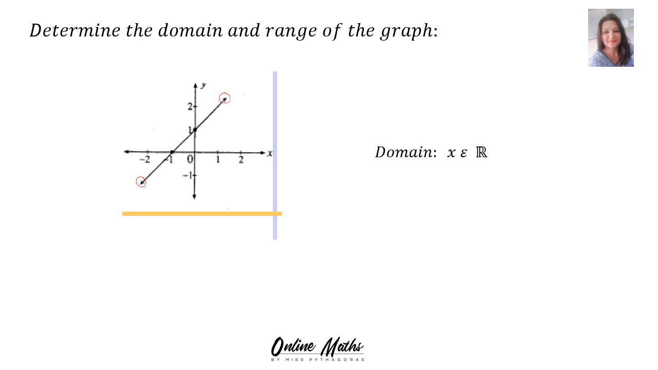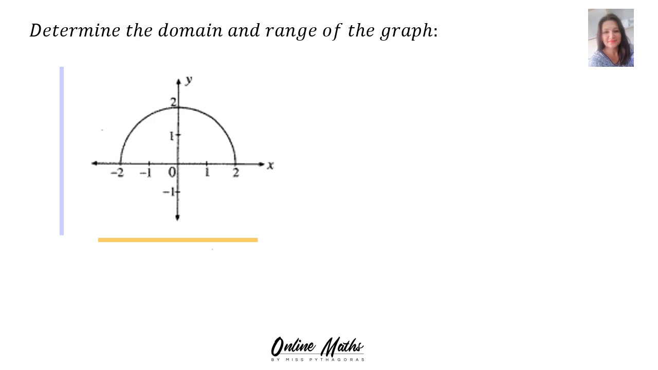Therefore, the domain we say is x is an element of the real numbers. For the range, we will move our ruler vertically up and down. In fact, we will move the ruler up. So we will start at the bottom, and then you will see it's all the y values that will satisfy the graph. Therefore, the range is y is an element of the real numbers.